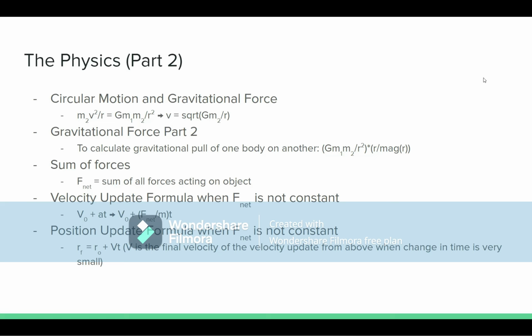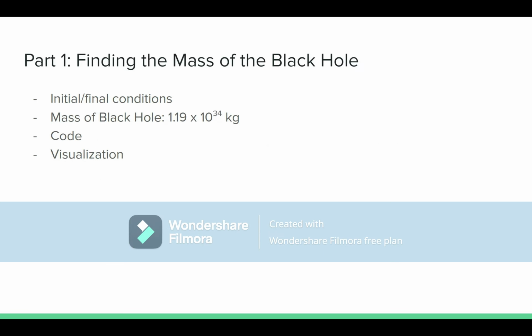In addition, the position update formula when F net is not constant can be written as: the final position equals the initial position plus velocity times time, where velocity is the final velocity from the previous velocity update formula, and it is calculated in iteration throughout the trajectory of the object, so that the velocity given is reflective of the velocity of the object at every time interval throughout its trajectory when the net force is not constant.